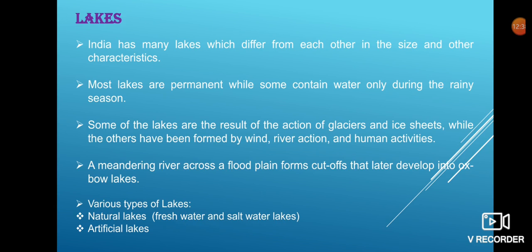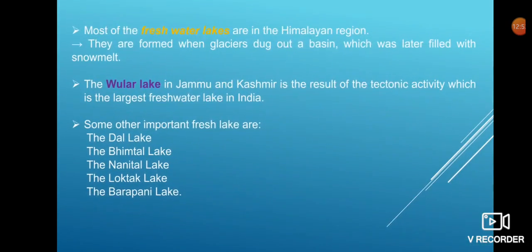Various types of lakes are there. The natural lakes consist of freshwater lakes as well as saltwater lakes, and the second category is the artificial lakes. Most of the freshwater lakes are in the Himalayan region. They are formed when glaciers dug out a basin which was later filled with snow melt.